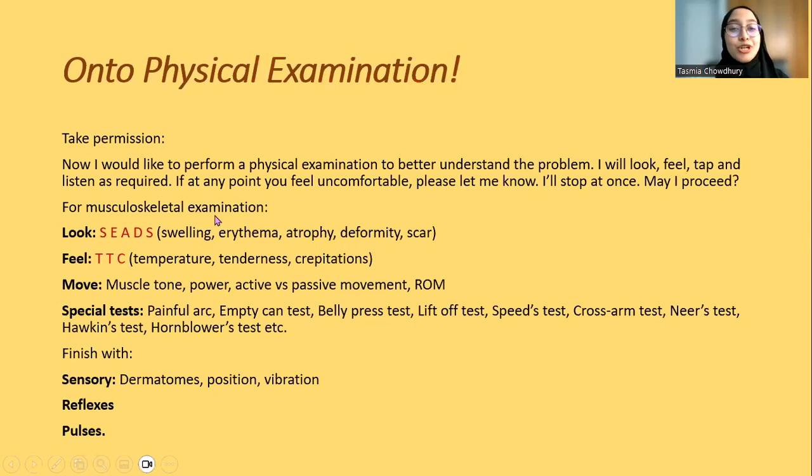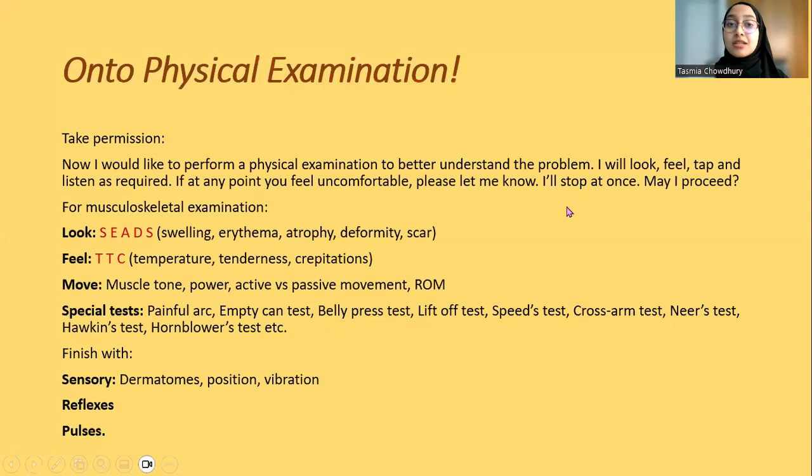So before starting the physical examination, anytime you're touching the patient, you have to take permission. So you say, now I would like to perform a physical examination to better understand your problem. I will look, feel, tap, and listen as required. If at any point you feel uncomfortable, please let me know. I will stop at once.